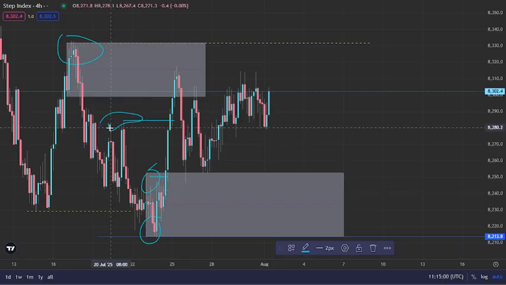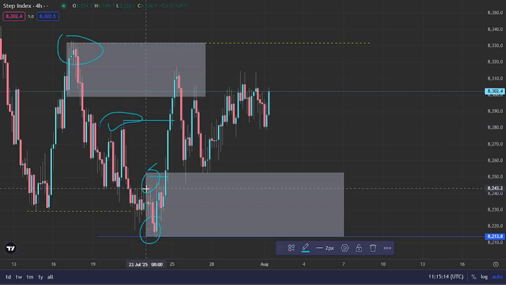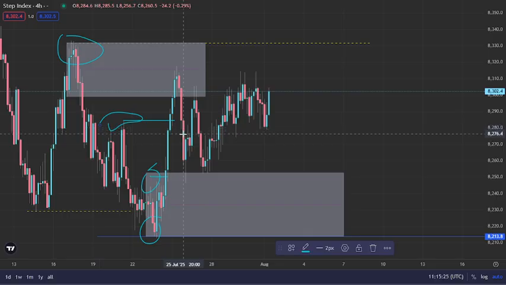We will find our internal structures in it, and the pullback can facilitate the internal structures. We will find our fractal structures in it. When the fractal structures break here, it signals that the internal structures now facilitate the swing pullback. When the internal structures break here, it signals, okay, yes, now the swing structure is now trading.